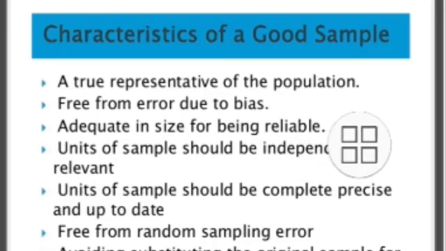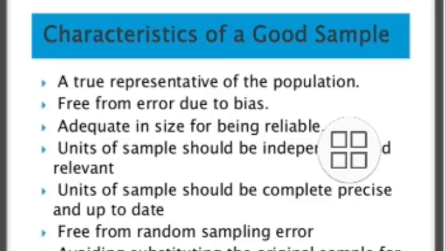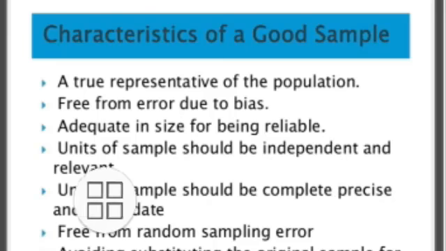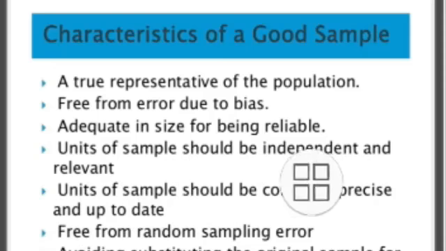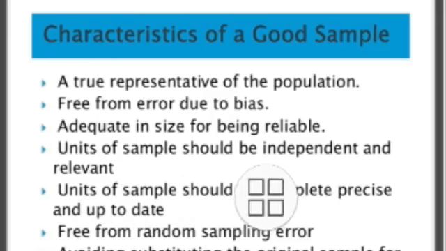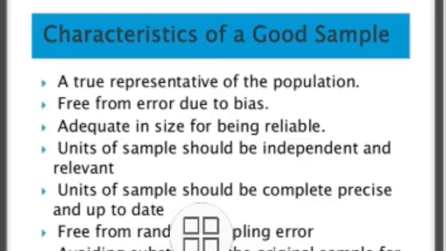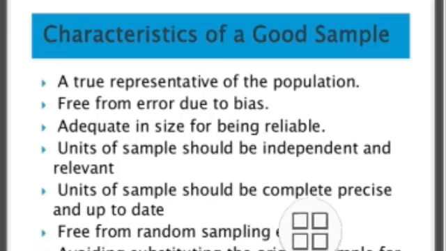Suppose we are going to conduct research and we have a mass market business, so our sample size must be reasonable, otherwise it would not be accurate. Then units of the sample should be independent and relevant, meaning they must not be linked together, but must be independent to give an accurate result. Then units of the sample should be complete, precise and up to date, meaning they must have complete knowledge about our product.